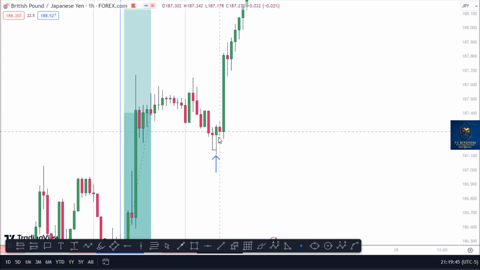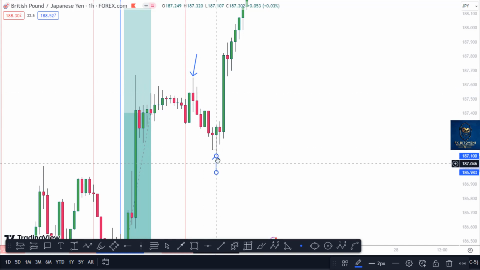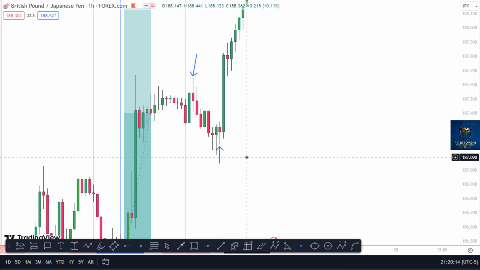So you now have what? You now have a clear sign that institutions are joining the move. What are you going to do? You understand? You change to a lower time frame. The same here. Look at this manipulation. You know they are joining the move, so they are going to test the zone. Change to a lower time frame and sell this high as it forms, or buy this low as it forms.